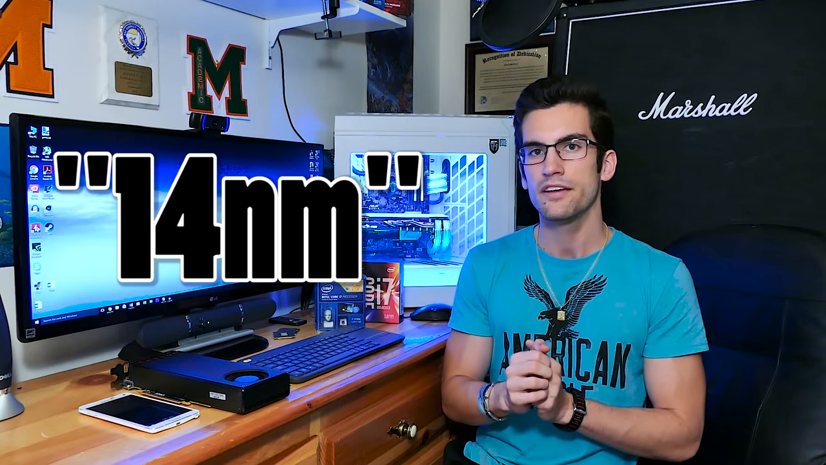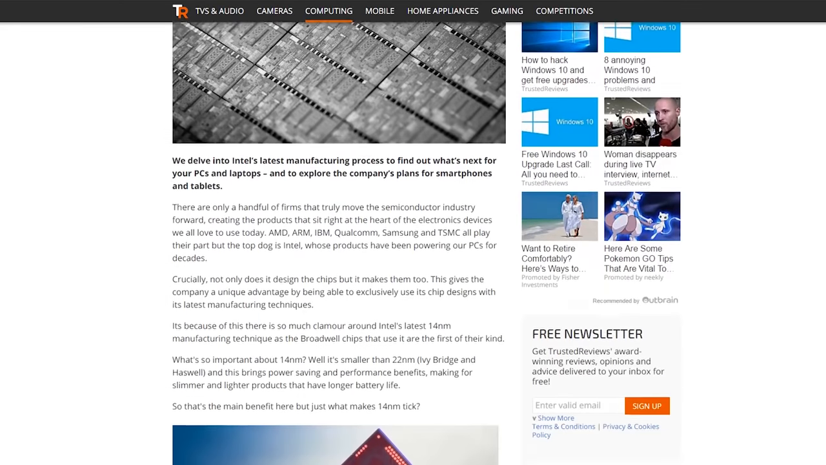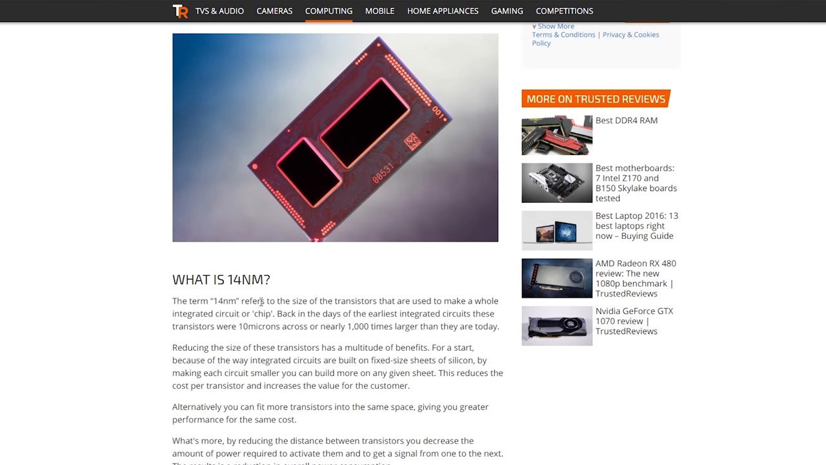So I was scrolling through a few articles trying to answer the following question. What exactly does 14 nanometers mean when it comes to central and graphics processing units, particularly the Polaris and Skylake lineups? TrustedReviews.com claims that the term 14 nanometers, quote, refers to the size of the transistors that are used to make a whole integrated circuit or chip. This is not correct, and I sincerely hope that Trusted Reviews fixes this sentence once this video airs.